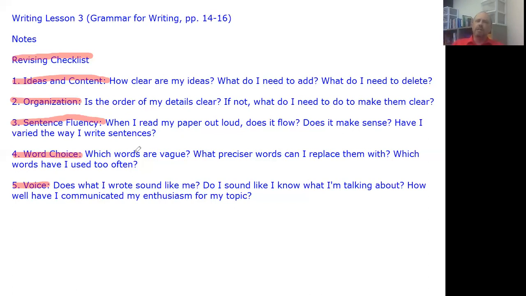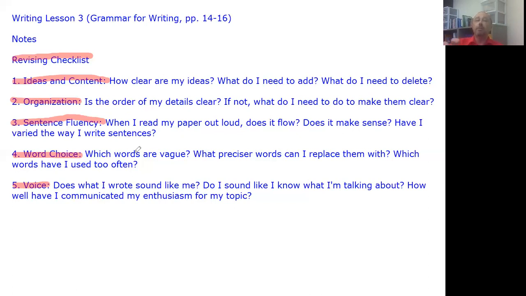I look at the organization. Is the order of my details sensible? Right? Is it clear to my reader? And that's the important thing to keep in mind. Clear to my reader, not clear to me. It's probably clear to me. I wrote it. If it's not clear to me, that's definitely a problem. But I need to consider it from the reader's perspective. If my details aren't clear, what do I need to do to make them clear?